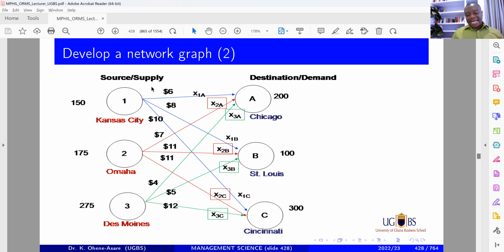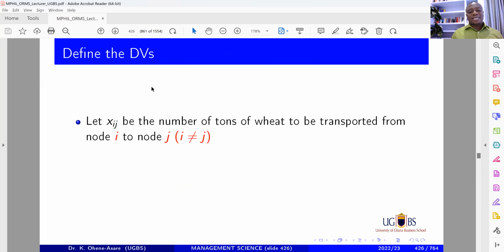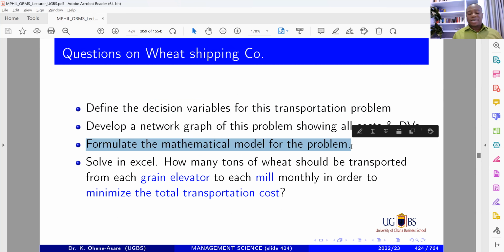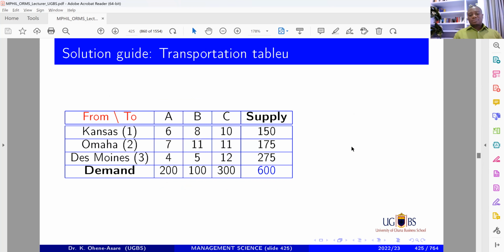After you've drawn the arc and labeled it, the next thing is to answer these questions. You can see the first one was to define the decision variable. The second is to develop the network graph model, showing all the cost and the decision variables, which we have done. Now we are going to write everything in a mathematical framework. How do you write the mathematical framework? Well, look at the table.